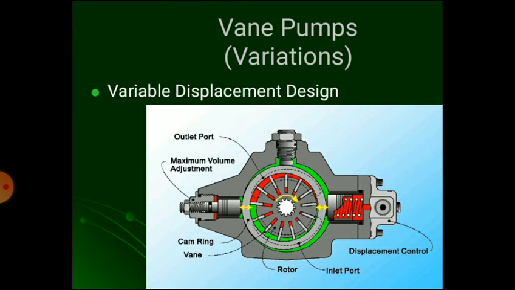Now next type of vane type pump is variable displacement design, or the variable delivery vane pump. The construction of vane pump is modified to make it variable displacement. The displacement from a vane pump depends on vane throw, that is eccentricity of rotor, vane cross-sectional area and rotational speed. Vane throw is adjusted by adjusting eccentricity between the rotor and stator. More eccentricity, that is maximum throw, results in maximum discharge and vice versa.